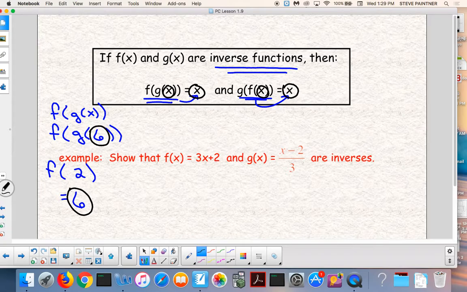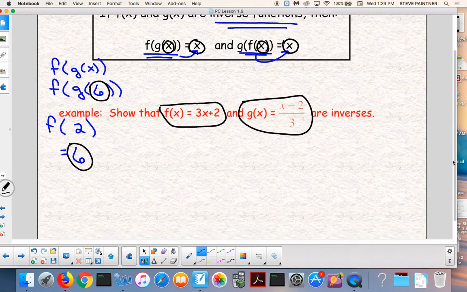Okay? How do we prove that this and this are inverse? How do we prove it? It's right here. You have to do 2 composite functions. F of G of X better be X. G of F of X better be X. If they're not X, they're not inverses. Believe me, when I do this to you, they're inverses. You better get X.